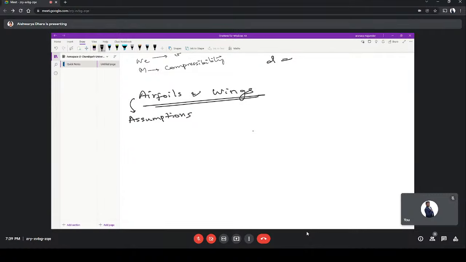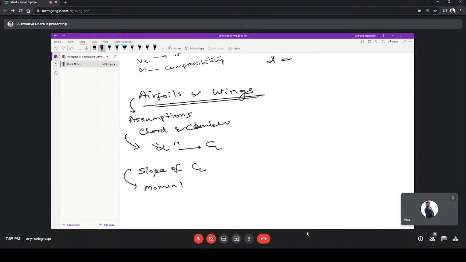How the vortices are relevant with one another in the airfoils? How the chord line and camber line relate? Next, if an angle of attack is provided, how you can obtain the CL or its slope, either for a symmetric or a cambered airfoil. Next, how you can find the moment. What is the aerodynamic center? What is the center of pressure? Such questions can relate to the airfoil.